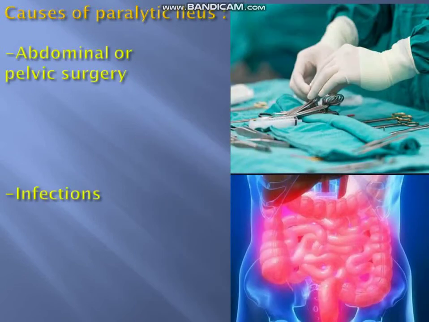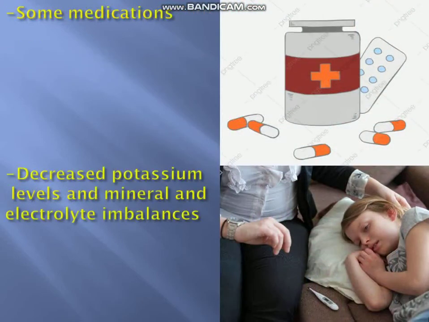Now I will explain the causes of paralytic ileus. In the beginning, abdominal or pelvic surgery, and infections such as gastroenteritis or appendicitis. Also some medications such as opioid pain medication, decreased potassium levels, and mineral and electrolyte imbalance may cause paralytic ileus.